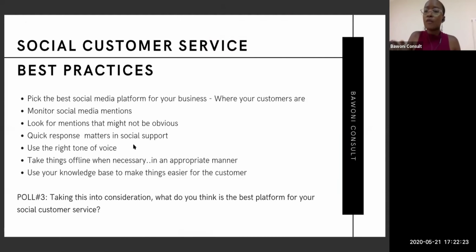So let's just go over the best practices for social customer service. The first thing is that you have to pick the best social media platform for your business. Initially, when you start your business, one thing you're going to think about is that you want to showcase your products and services, but that doesn't necessarily translate to where your customers are. Once you've started your business for a while, you have to pay attention to where your customers are contacting you and engaging you. I find that a lot more people engage with me on Twitter, so I spend more time focusing on Twitter so that I can respond in a timely manner.